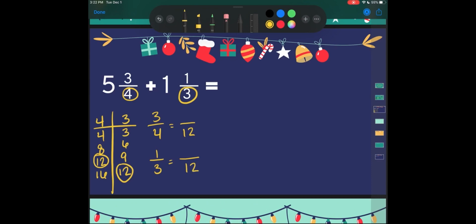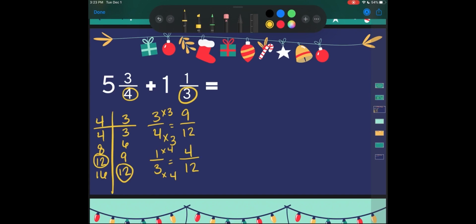So to go from 4 to 12, we're going to do 4 times 3 to get 12. So we'll do 3 times 3 to get our new numerator, which is 9. And then same thing for 1/3. To go from 3 to 12, 3 times 4 is 12. So I'll do 1 times 4 to get my new numerator, which is 4.